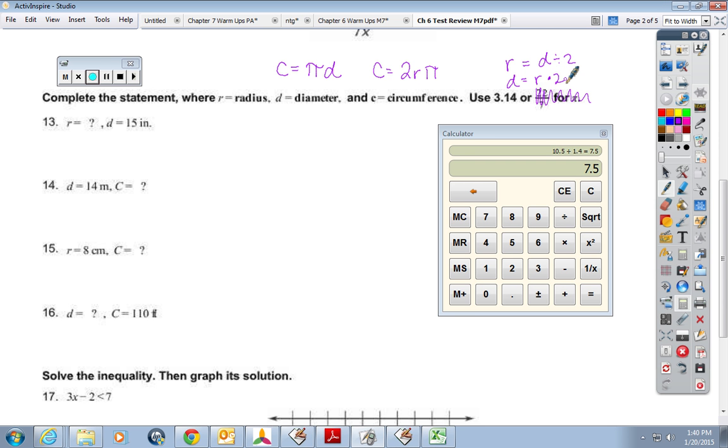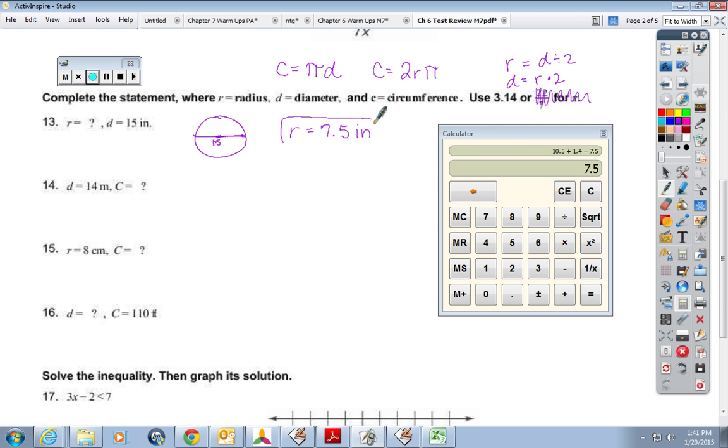So here we have the diameter, but we want to know the radius. So if we had a picture of what this circle looks like, here's our circle. The diameter, so the distance across the circle, would be 15 inches. Well, we want to know what is just from the middle out. So 15 divided by 2, which is 7.5. So the radius would just be 7.5 inches for that one.